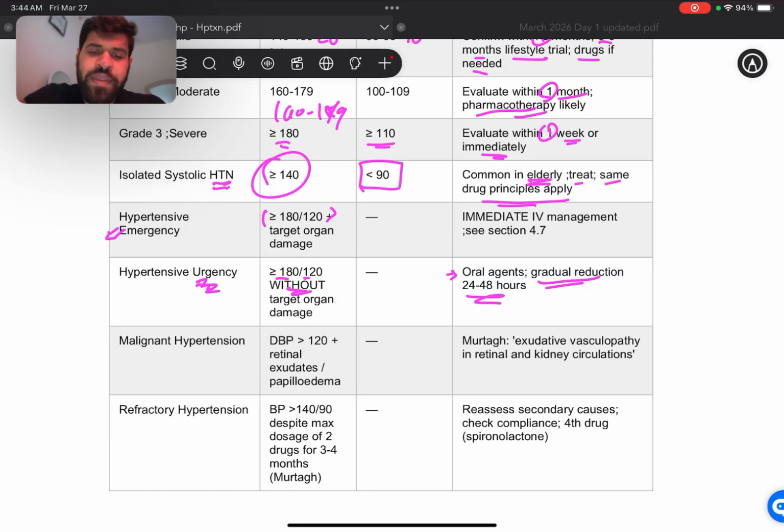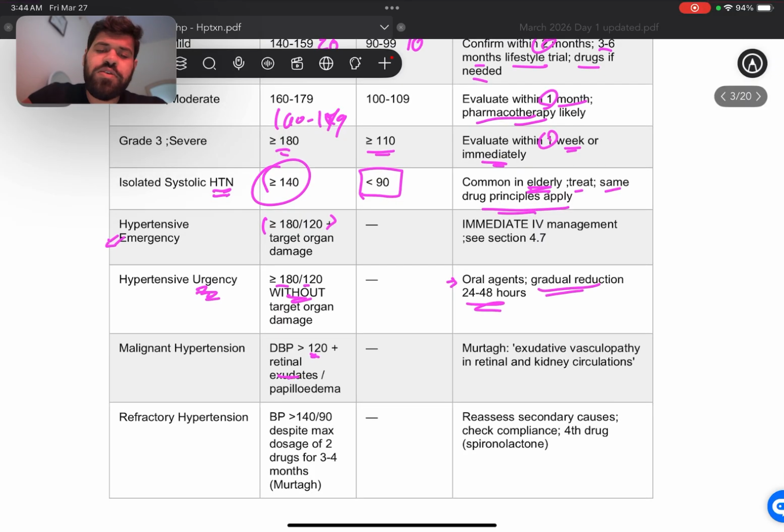Then for malignant hypertension, it's going to be blood pressure more than 120 plus retinal exudates and papilledema. All right. The exudate is because of the exudative vasculopathy in retina and kidney circulations.